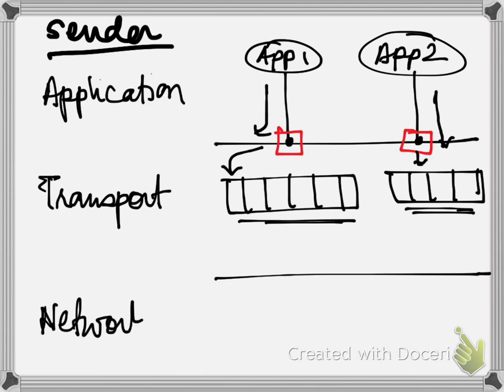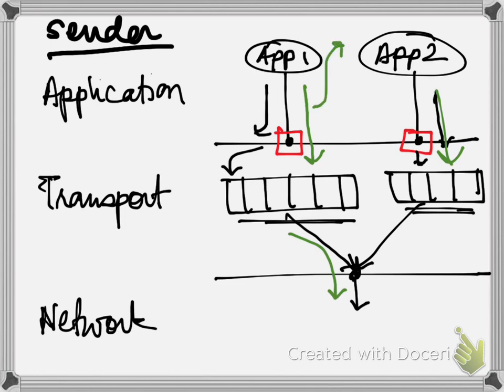This is the network layer and there is only one point here, so the data from this buffer as well as this buffer has to pass through the single point and go to the lower layers to be transmitted. Now here you see there are two data flows. One is from the application layer to the transport layer, and the other is from the transport layer to the network layer. This one can be flowing at a particular rate, let's call it data rate 1, and this can be flowing at a different rate.